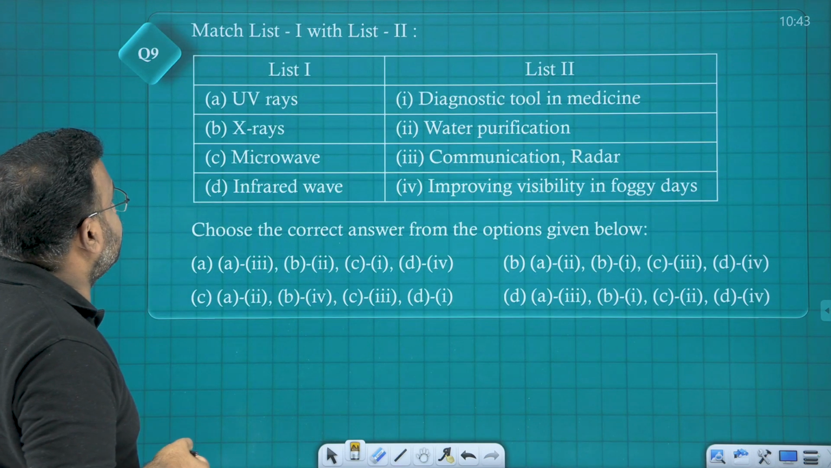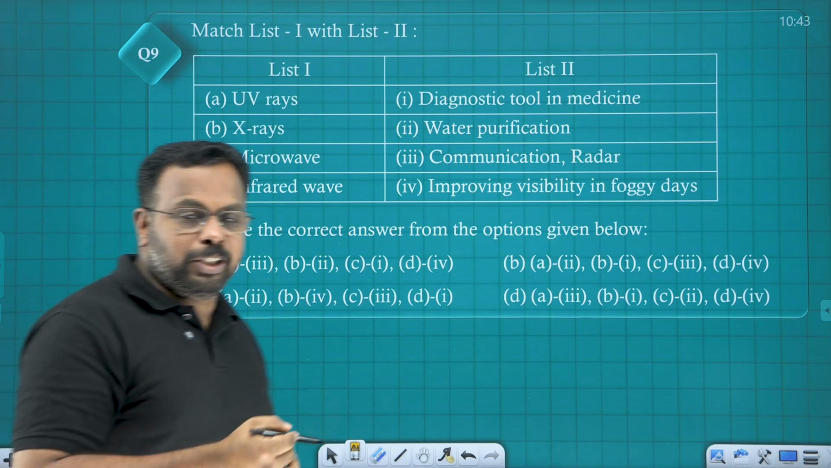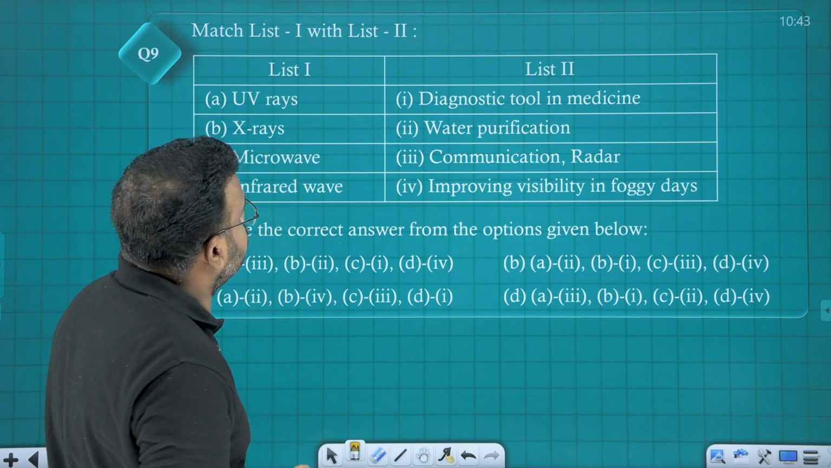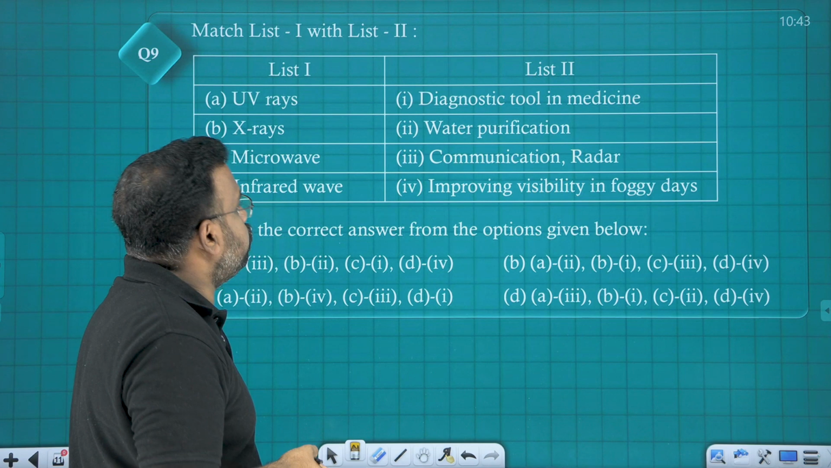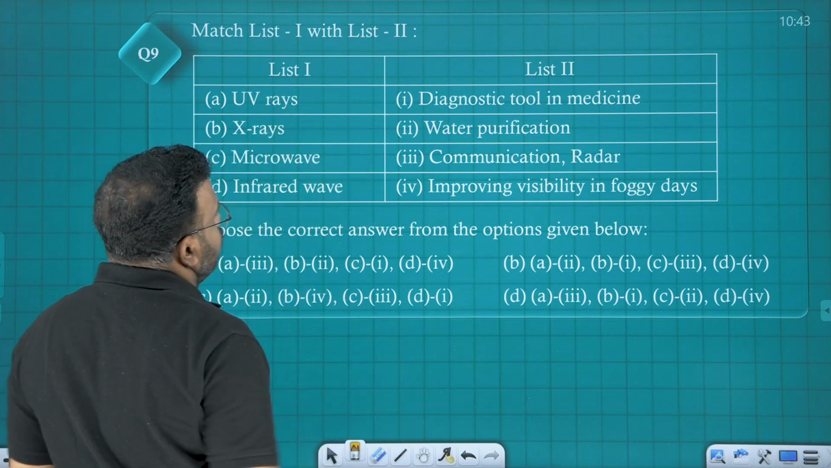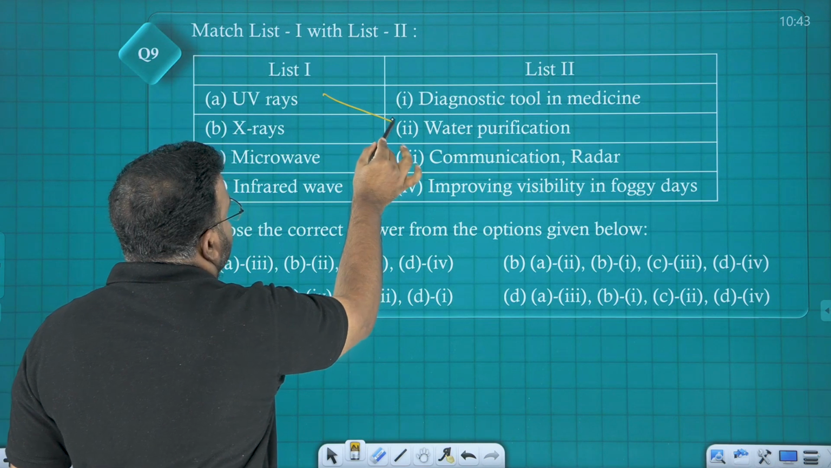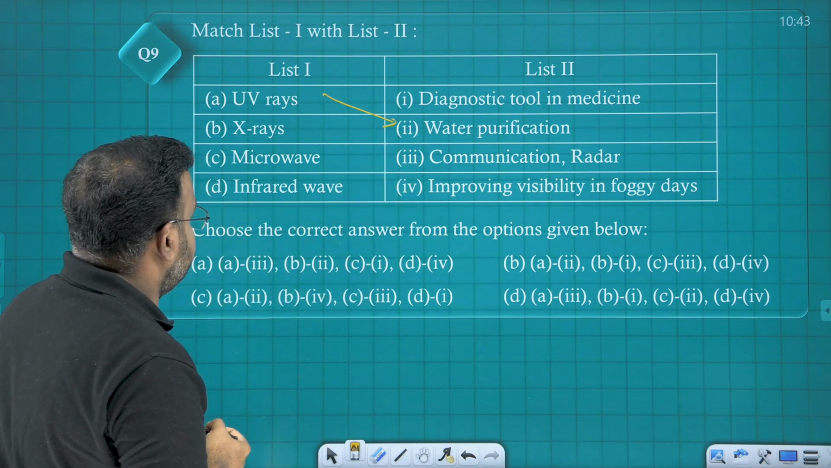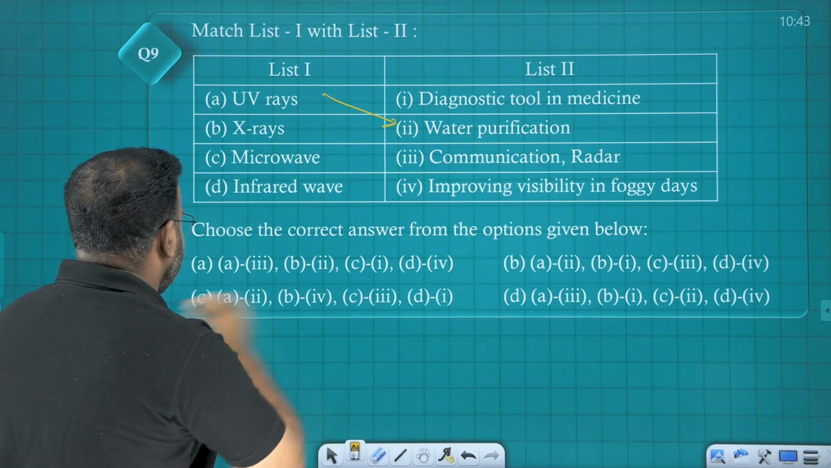Match list 1 with list 2. Spectrum based question, very easy, right? Ultraviolet rays, X-rays, microwaves, infrared. Diagnostic tool in medicine, water purification, communication and radar, improving visibility. Ultraviolet is for what? You know that it is for water purification. So A has to match with number 2. A is matching with number 2 in option B and option C.